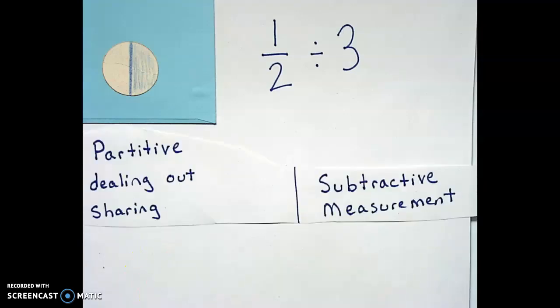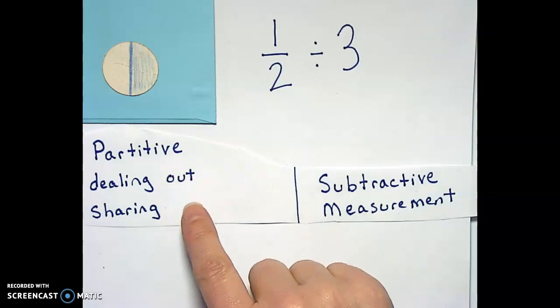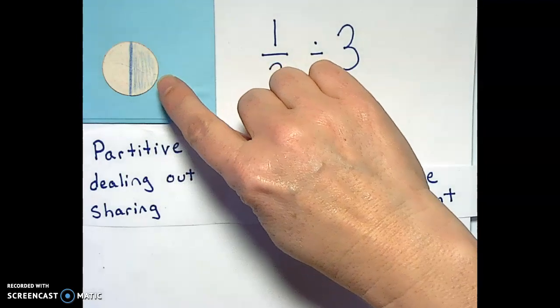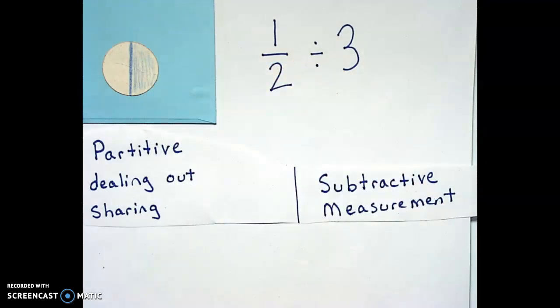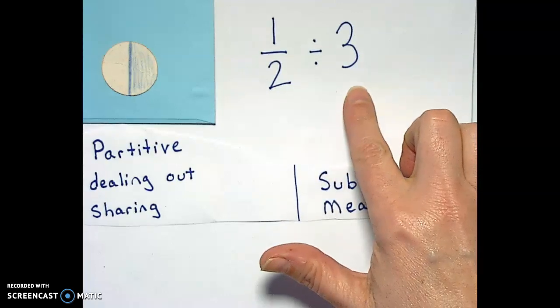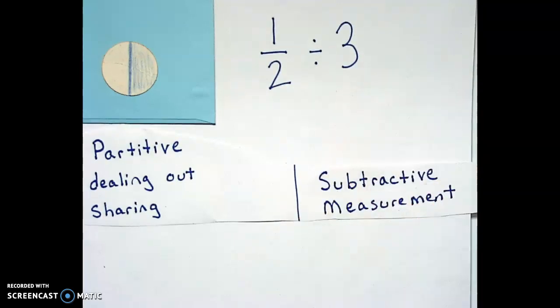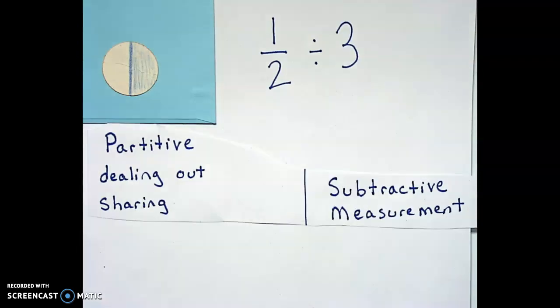Are we going to do this by sharing, partitive, dealing out or sharing this half of a pizza with 3 people, or are we going to use subtractive or measurement where we figure out how many 3s we can take away from a half? Pause the video and decide which one you like.